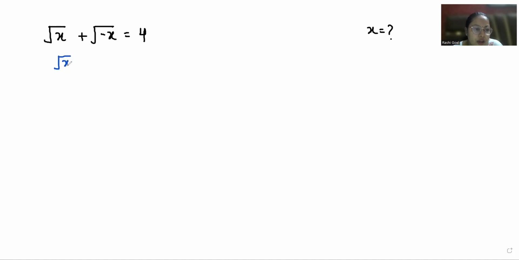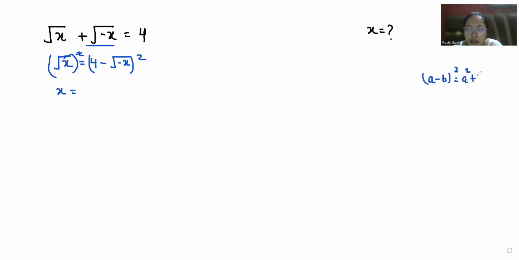So square root of x is equals to, I'm taking this term to the other side, 4 minus square root of negative x. Now I'm squaring both sides. So with the help of this, the square root eliminates. So x is equals to, and here I am going to use a very famous identity, that is a minus b whole square, a square plus b square minus 2ab.